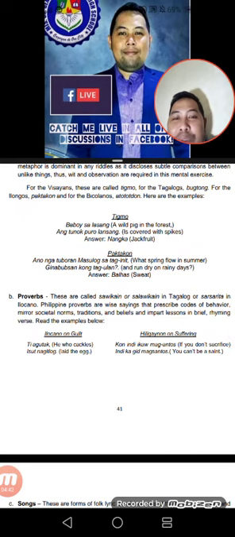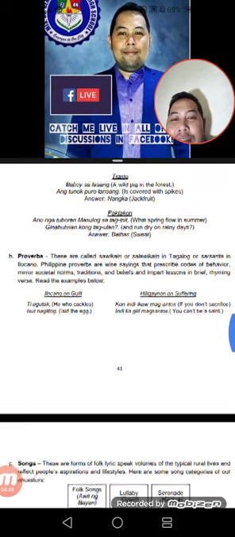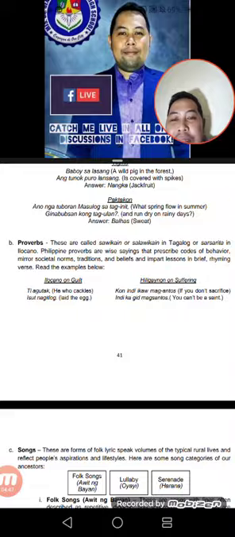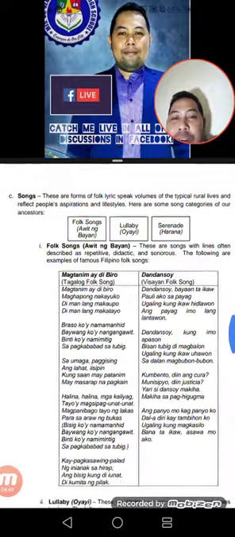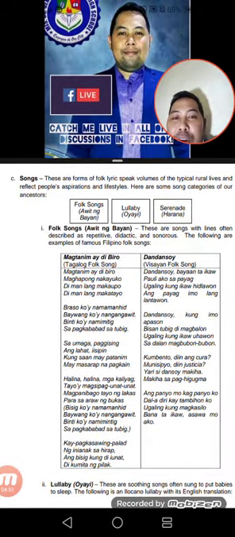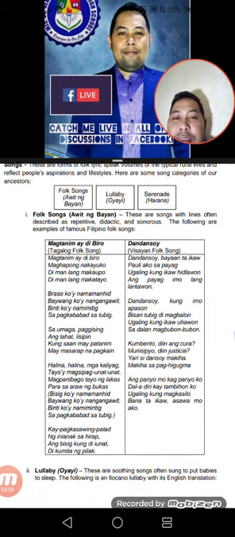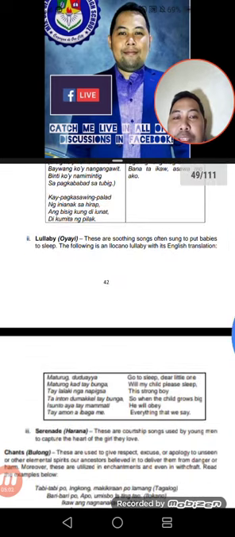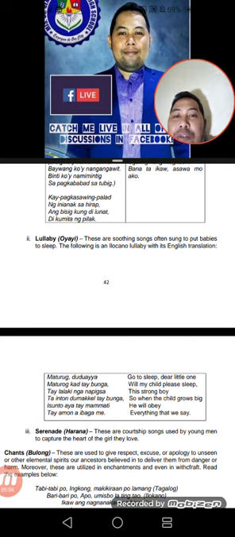These are called sawikain or salawikain in Tagalog. So we have different kinds of salawikain. Songs, you know what songs are? Different kinds of songs. We have folk songs, the lullaby, the serenade, or the harana. Awit ng bayan, uyayi, harana. Folk songs, awit ng bayan. Lullaby, uyayi, songs for the babies to sleep.